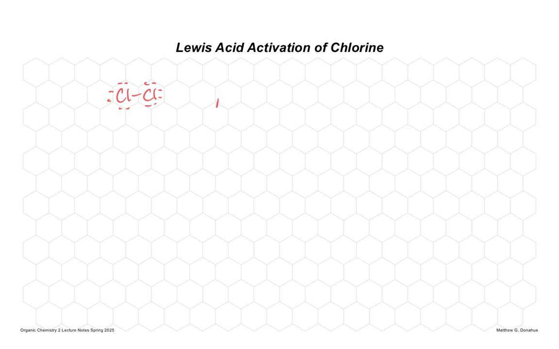So the Lewis acid, because it has that p orbital, one way to think about it, that p orbital wants to be filled, so we can cleave that chlorine-chlorine bond. That's going to generate Cl plus, and then we would balance the plus with the aluminum minus. And so now this is electrophilic.